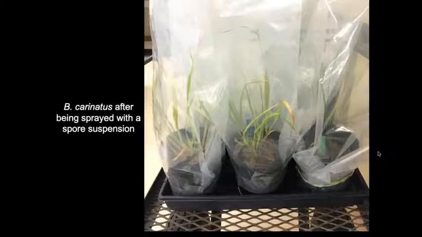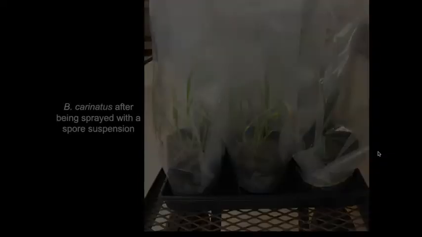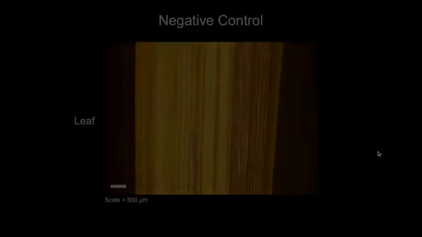We did the same thing with a solution that was absent of spores, with just a water control. So we did this experiment twice, and so we sprayed our plants and then we put them back in the growth chamber to grow. And then at periods thereafter, we would remove senescent leaves and incubate them in a moist environment to see what fungi would grow on the surface of the leaves.